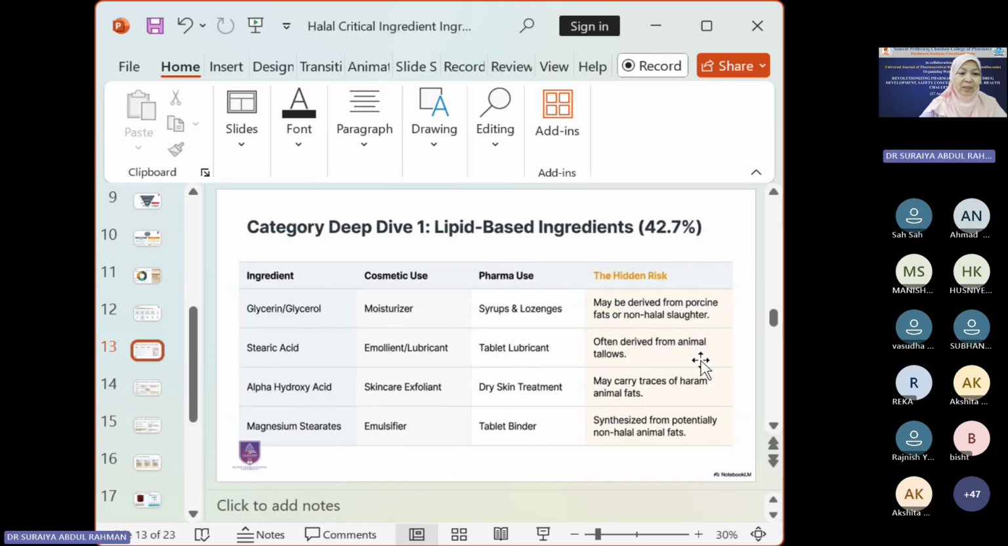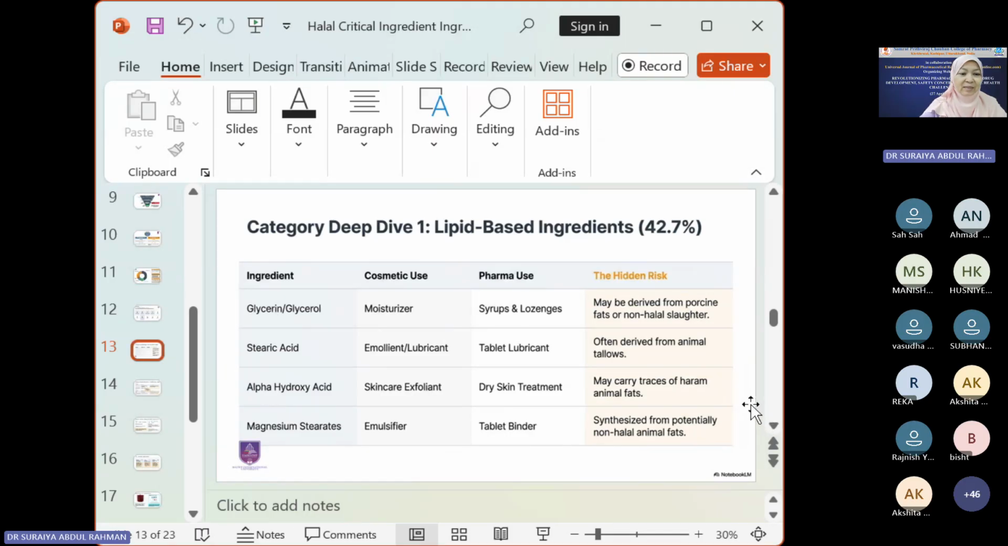So let us zoom in on the respective functions of these common critical ingredients. Glycerin, glycerol, is commonly used as a moisturizer, as well as in soap production and as a cleaning agent. If you look at your cosmetic labels, it is commonly used in cosmetic products. In pharma, it is also used in syrups and lozenges. And the non-halal risk here is that it may be derived from porcine fats or animal fats not slaughtered according to halal Sharia law.